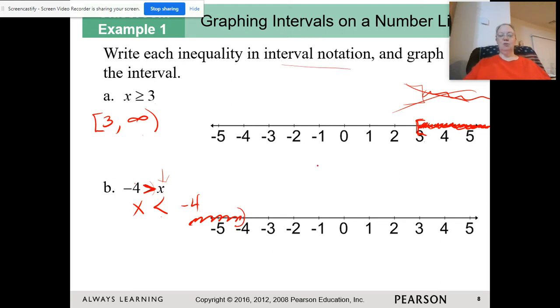And we want interval notation, so it keeps on going. So my negative infinity out here. Remember, the negative infinity always has to go on the left side of my interval. And my shading stops here on -4. And I use parentheses on the -4. And my infinity always gets parentheses.